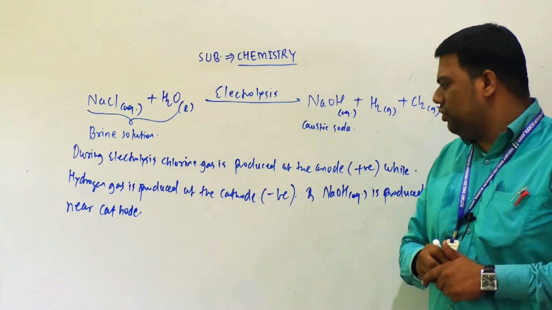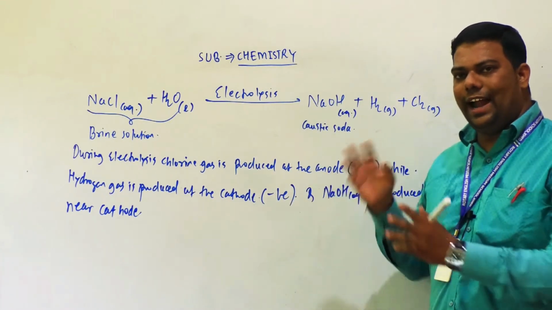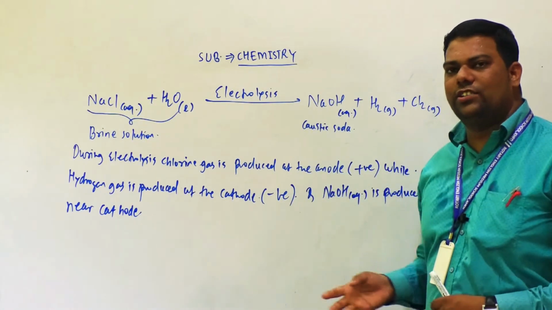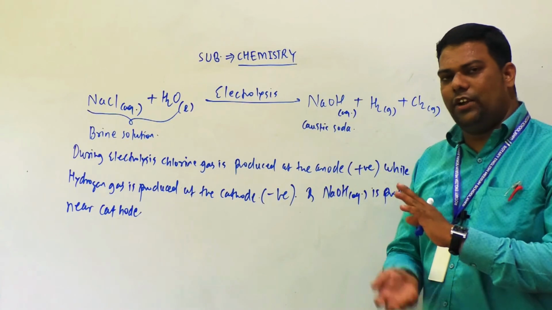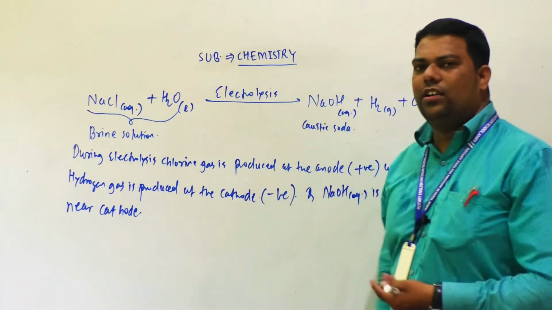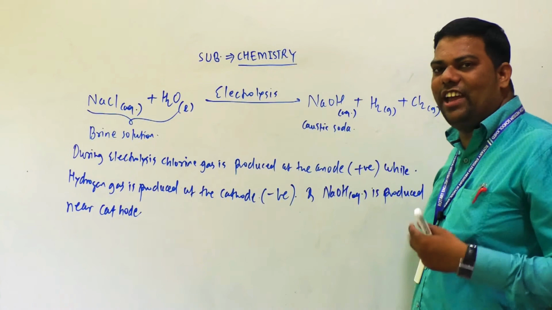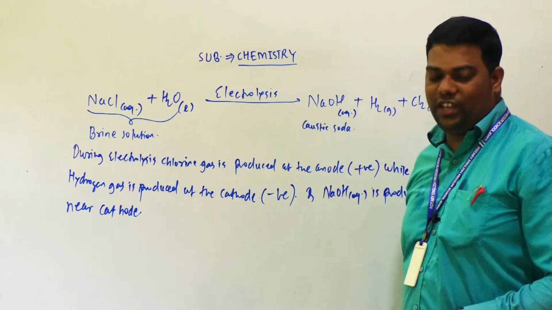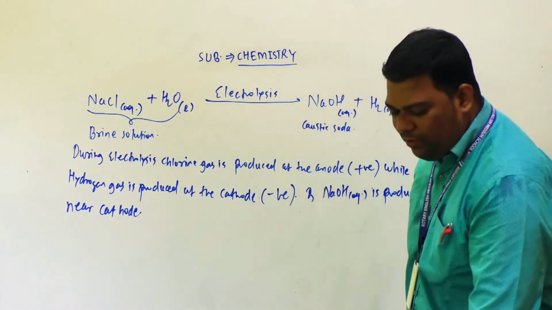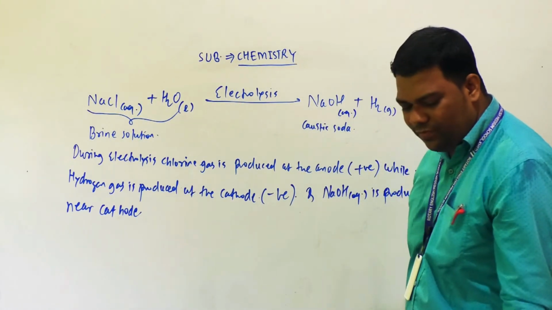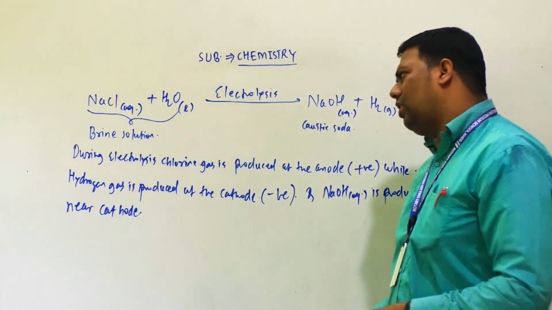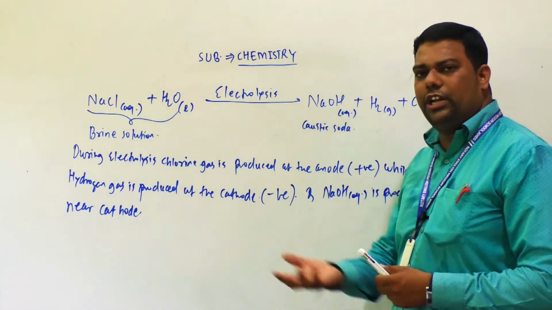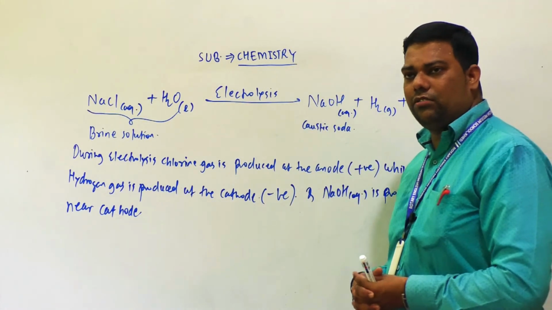Near the cathode. So the question will arise, why is your sodium hydroxide produced near the cathode? Because as we discussed, your H plus, that hydrogen, will be produced near the cathode, that is negatively charged. And among Na plus and OH minus, Na plus is what? Highly reactive. So obviously where will it go? Near the cathode, that is negatively charged. Understood? So it is one of the most important reasons. Or we can also conclude this.